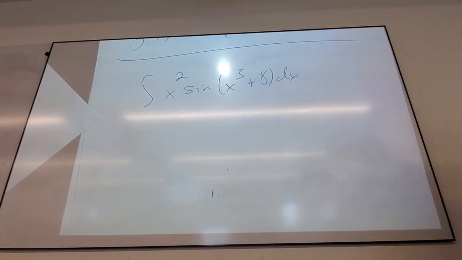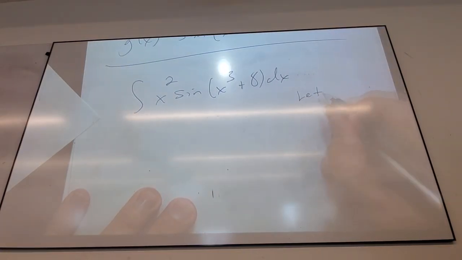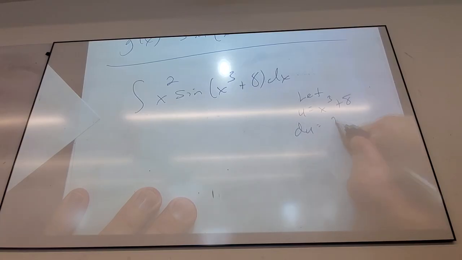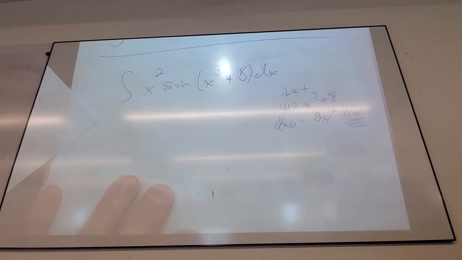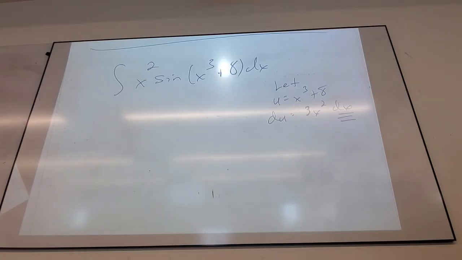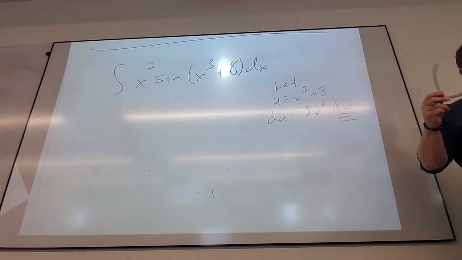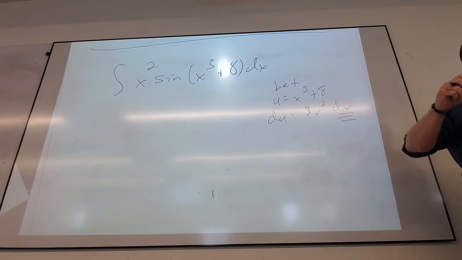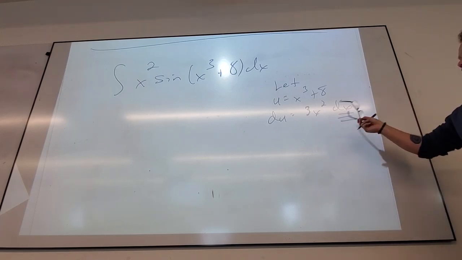Jeff, what have you done? There it is. If I let u equal x cubed plus 8, what's du? 3x squared dx. Dx. Very, very important. You don't forget that. I'm trying to get you ready in case you need to take out a 2. And if you don't need to take out a 2, you still need it.